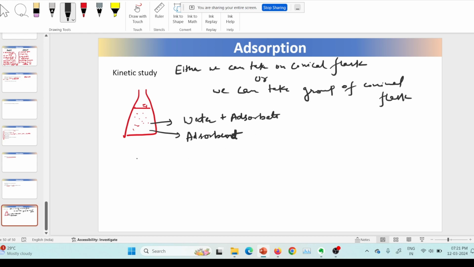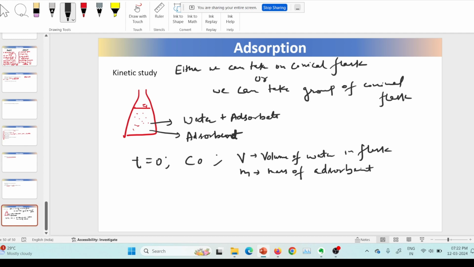At t equals 0, we have put the pollutant of concentration C naught, and the volume is V. V is the volume of water in the flask, and M is the mass of adsorbent kept in this volumetric flask.